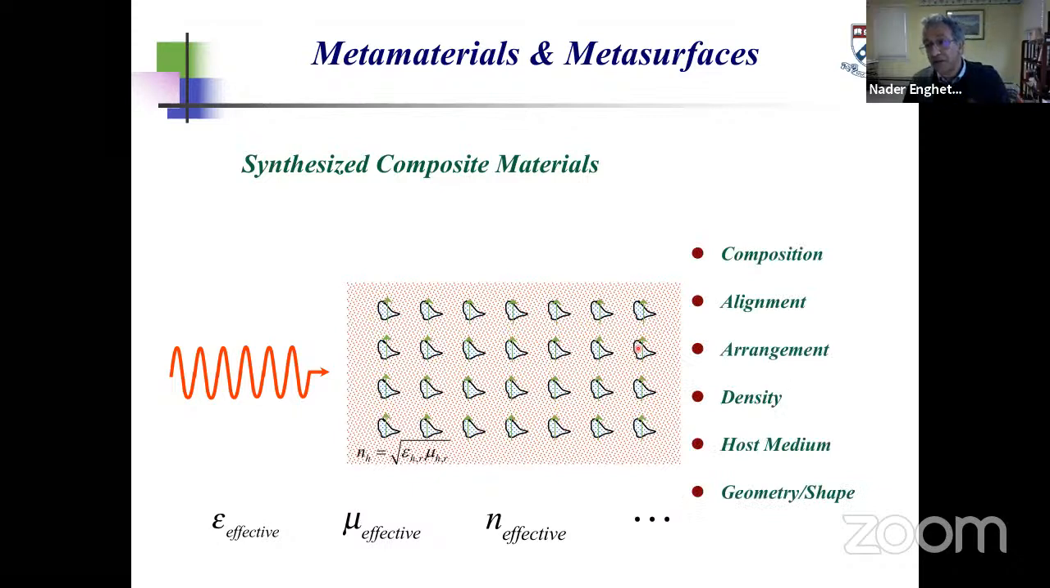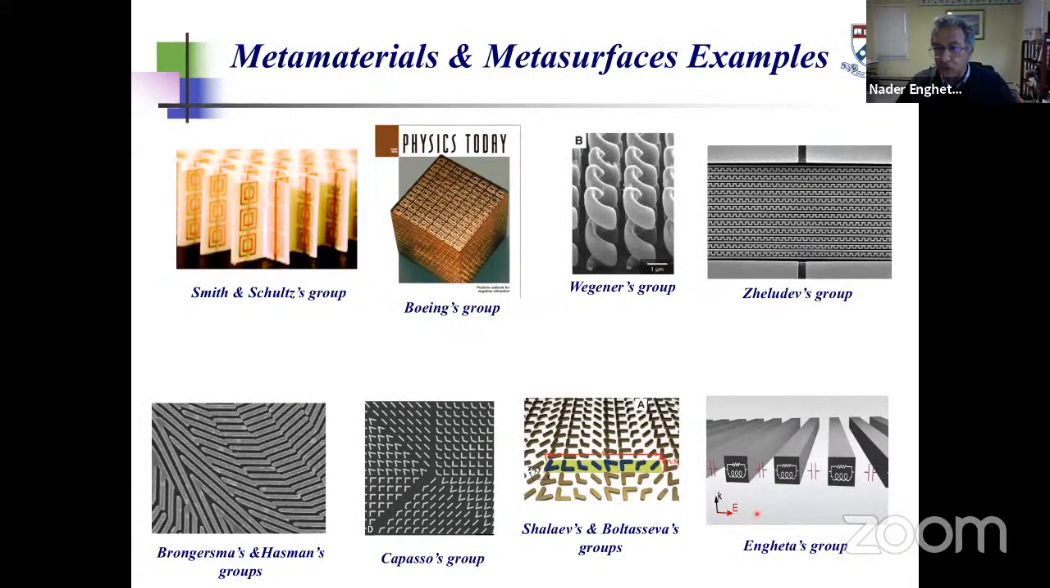One of the interesting points about this topic is that you have a lot of degrees of freedom you can control. For example, you can control the composition of the inclusions, the alignment and arrangement of the inclusions, their density, the host medium, and last but not least, the geometry and shape of the inclusions. Particularly with the advent of nanotechnology and nanoscience, making these inclusions sub-wavelength, especially at shorter wavelengths like infrared and visible, becomes even more interesting from the point of view of nanotechnology.